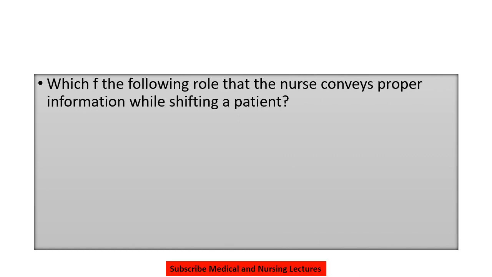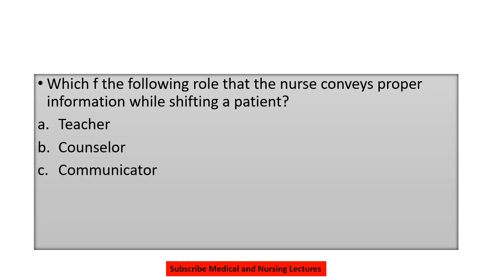Which of the following roles does the nurse play when conveying proper information while shifting a patient? Teacher, counselor, communicator, advocate, collaborator. So here the correct option is communicator, because the person who is going to hand over the patient to another staff will communicate all those things related to the patient, whether they are lab reports, patient history, or anything else. So here the correct option is communicator.